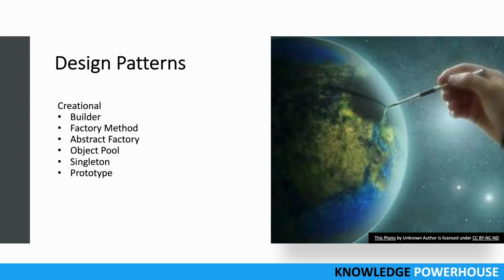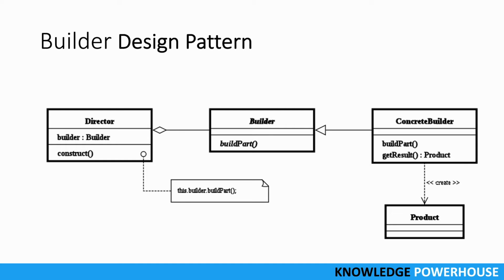In creational design patterns, some of the popular design patterns are builder, factory method, abstract factory, object pool, singleton, and prototype. So these are the main design patterns. Let's go on to each of them. In the builder design pattern, we have a flexible solution to our problem of creating an object. If you want to create an object, then you can use the builder design pattern.